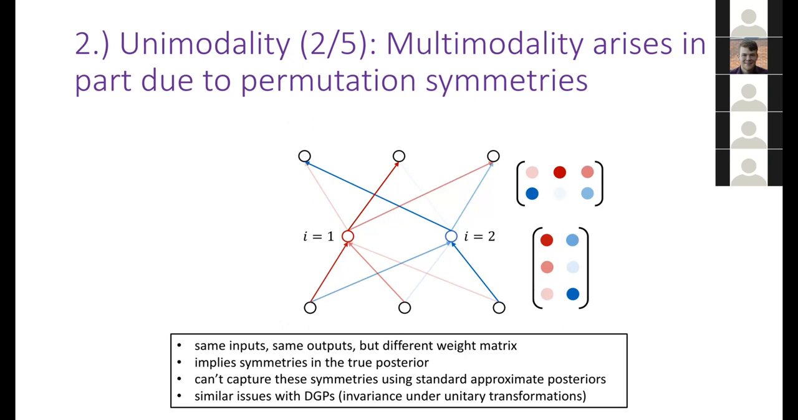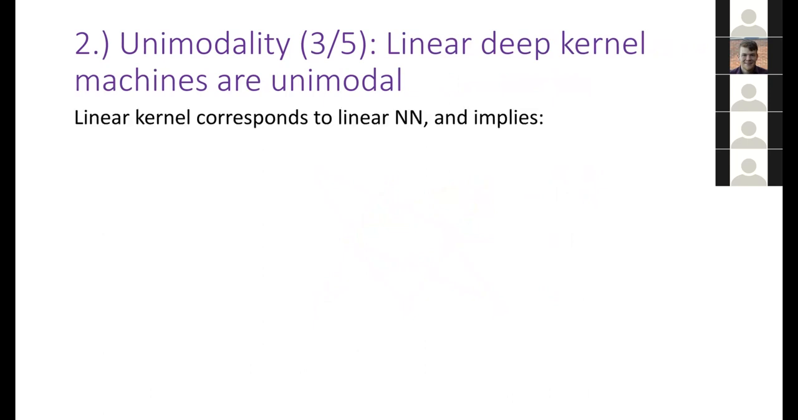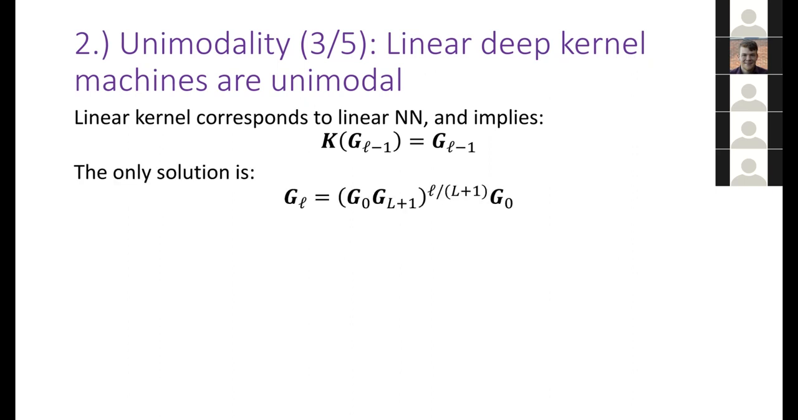But it turns out we can go even further, and we can show that for a linear deep kernel machine, and a linear deep kernel machine just implies that this nonlinear transformation of the kernel isn't going to do anything. It's just going to return the original Gram matrix. And this corresponds to a linear neural network where I have my nonlinearity there just being the identity function. So if I do that, then the only solution is this thing in here.